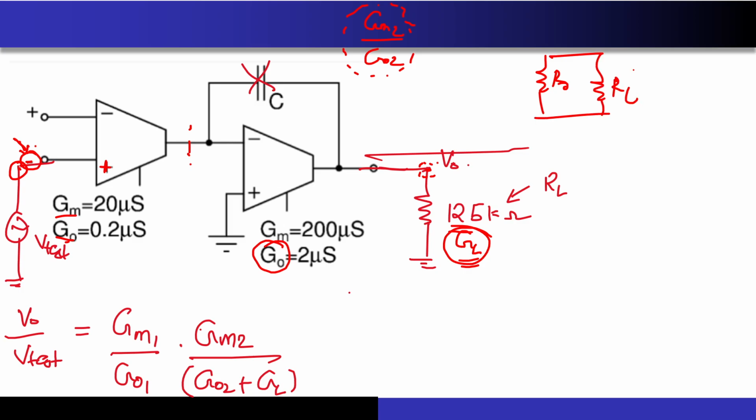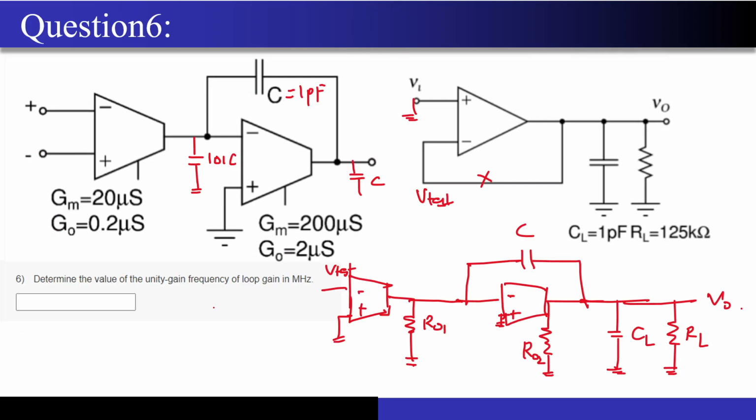So if I look at the transconductance, it will be nothing but GO plus GL, correct? That is why the gain of the second stage is modified to GM2 by GO2 plus GL. This is the gain that we can easily calculate. The GL value you can easily find out because 125 kilo ohms has been given to you. Each and everything, GM and GO of both the stages, have already been given to you. So this you can very easily find out.